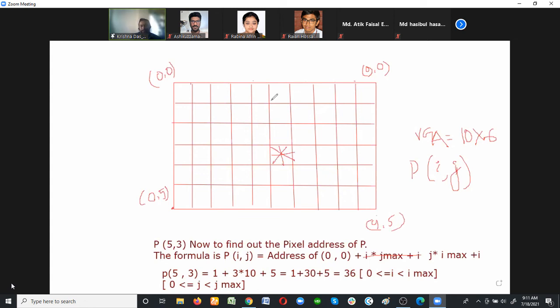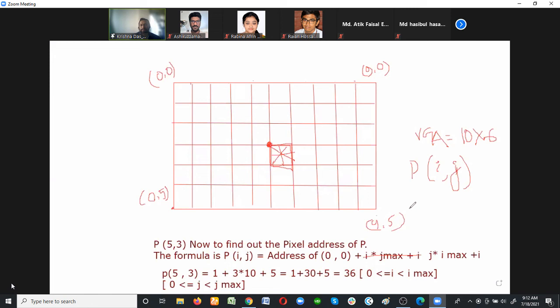P53. Now if we identify, you can also find out with the coordinate value, 1 2 3 4 5 and 1 2 3. You see, this is the coordinate point, and for that coordinate point, this is the pixel address. Okay, so this is the way we can identify.